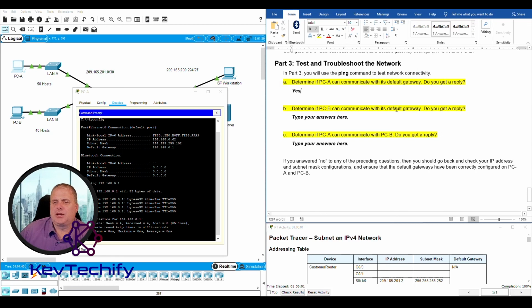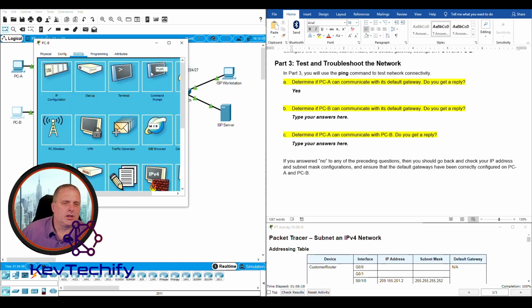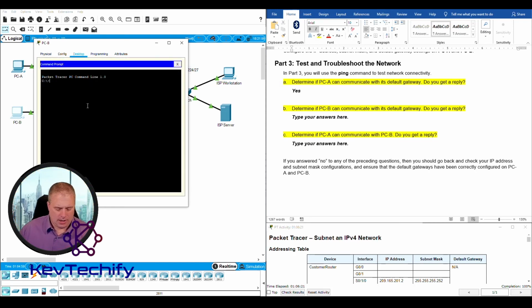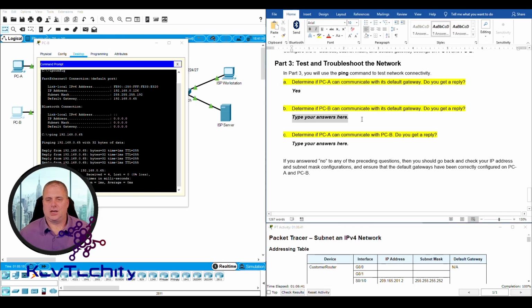Determine if PCB can communicate with its default gateway. Okay, click on PCB. Once again, our IP configuration, if we look here, this is our default gateway, 192.168.0.65. So I'm going to close the IP configuration button here. I'm going to click on command prompt, because that's where we do our ping. Once again, the command here was ipconfig. It displays our information. Here's the same value for our default gateway, 192.168.0.65. Ping space 192.168.0.65. Hey, look at that. That also works. Excellent.